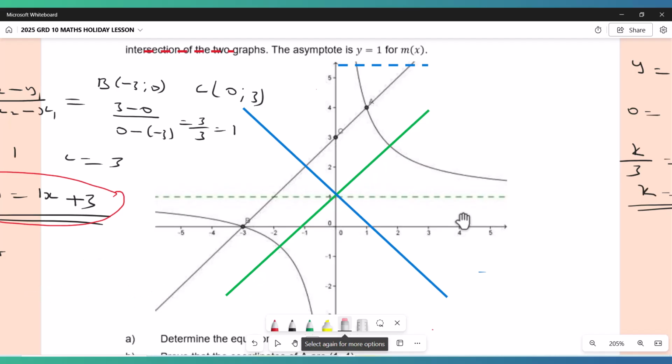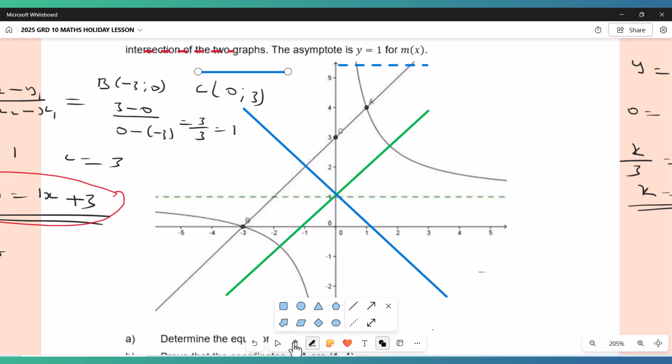What about if they're perpendicular? What do you say about the gradients? We said that if they're perpendicular, and then you multiply, you must get what? You must get -1. So now this question says that they have a line which is parallel to line P of x. This one in the black was our P of x. But it's passing through which point? They said passing through.